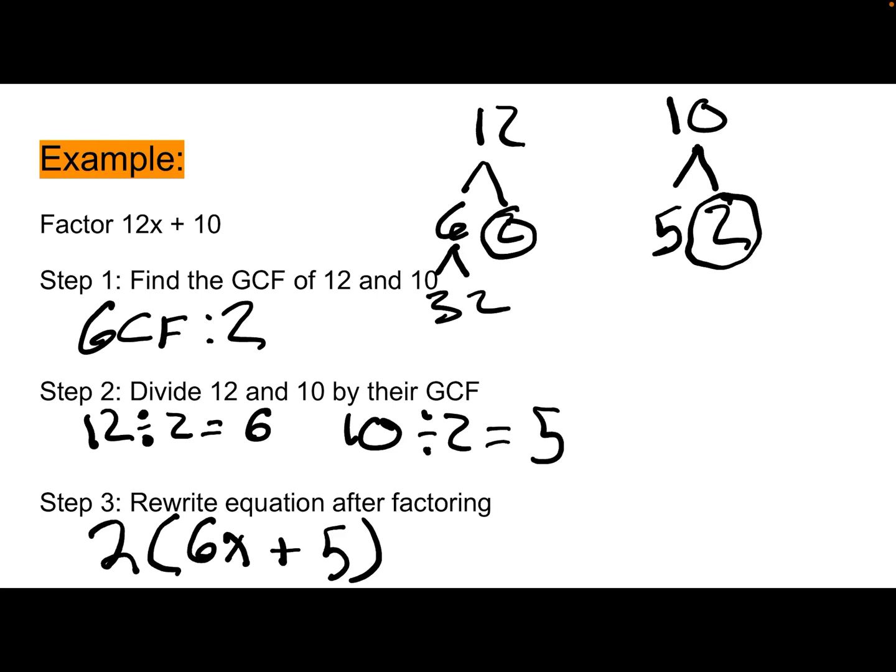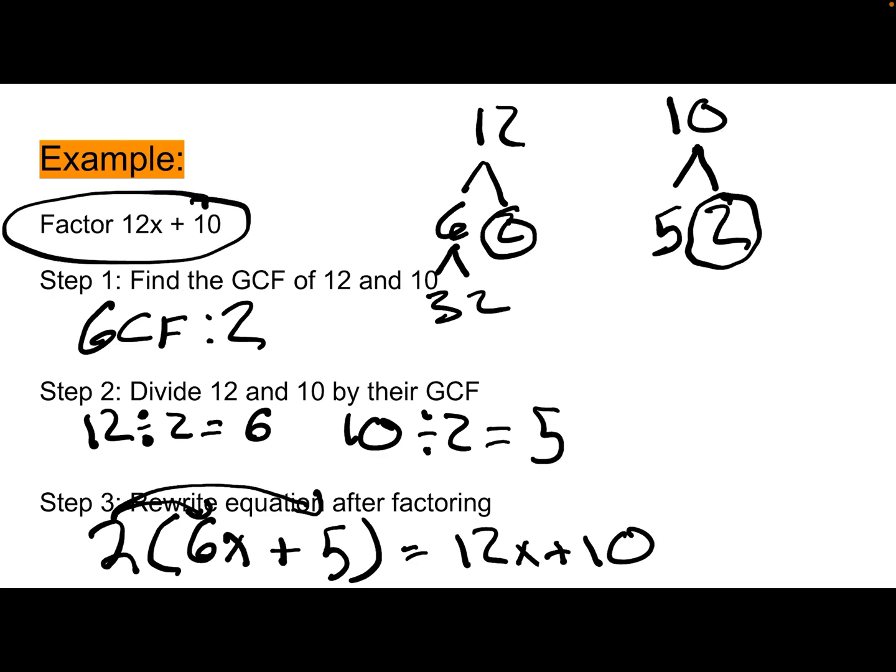The next thing we could do is distribute that 2 to just double check and make sure it matches our original expression. So 2 times 6x is equal to 12x, and 2 times 5 is equal to 10. So if we distribute the 2, we would get 12x plus 10, and that matches our original expression. So we know this is correct.